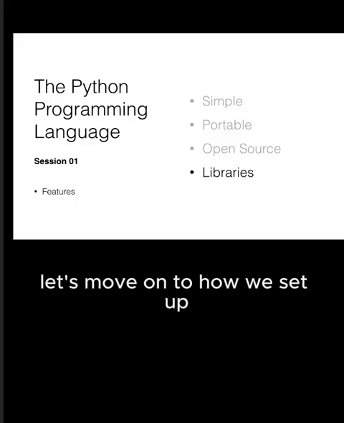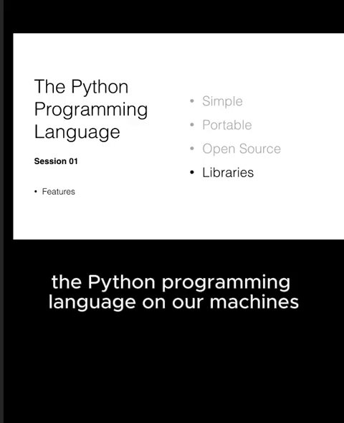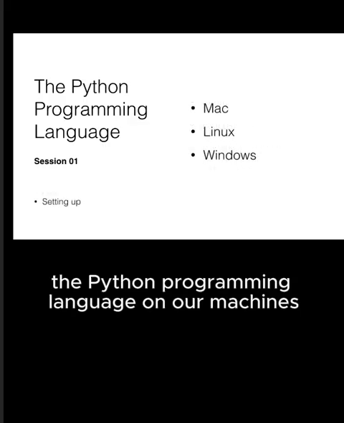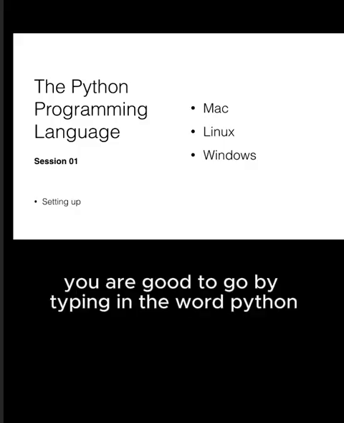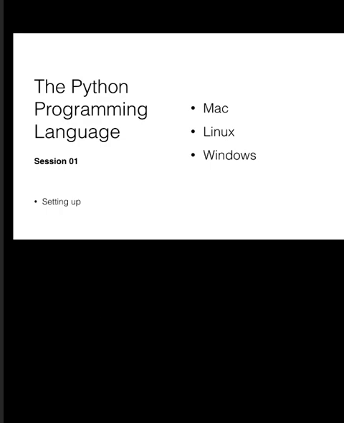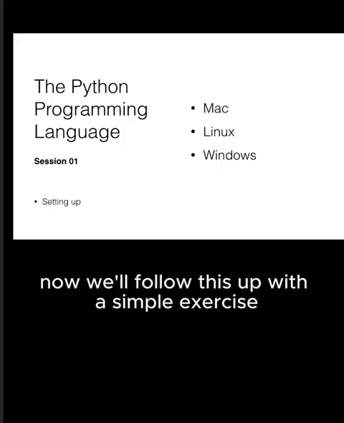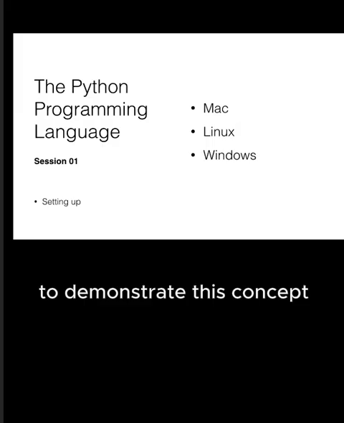Let's move on to how we set up the Python programming language on our machines. On Macs like the one we are using now, you are good to go by typing in the word Python after firing up the terminal. Now we'll follow this up with a simple exercise to demonstrate this concept.